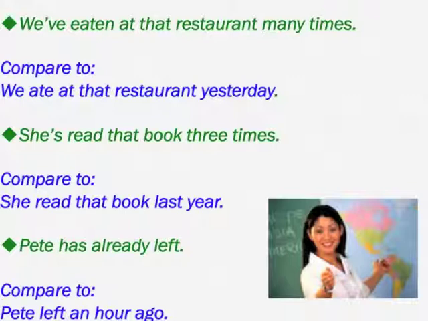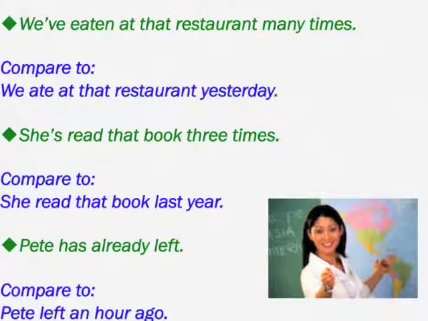Another example, she's read that book 3 times. Do we know when she read the book? No, we only know she read it 3 times. Compare that to she read that book last year. We know when she read the book. It was last year. We could even say she read that book 3 times last year. That means she read that book 3 different times, and it all was last year.